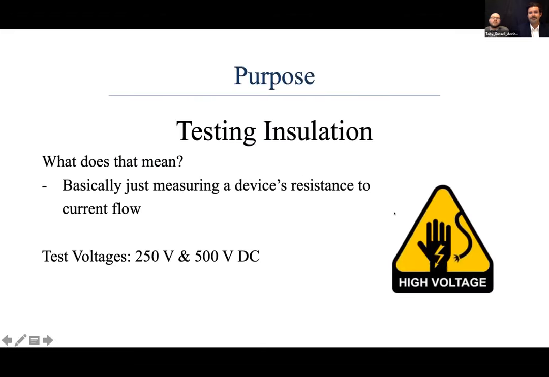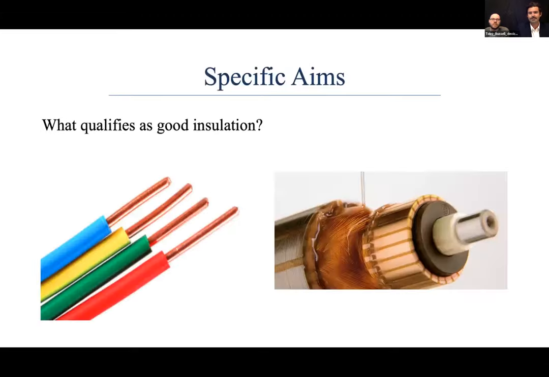The purpose of our project is testing insulation. What does that mean? Basically, just measuring a device's resistance to current flow. We generate 250 and 500 volt DC test voltages for our design. What qualifies as good insulation? Good insulation means a material has a high resistance to current flow.